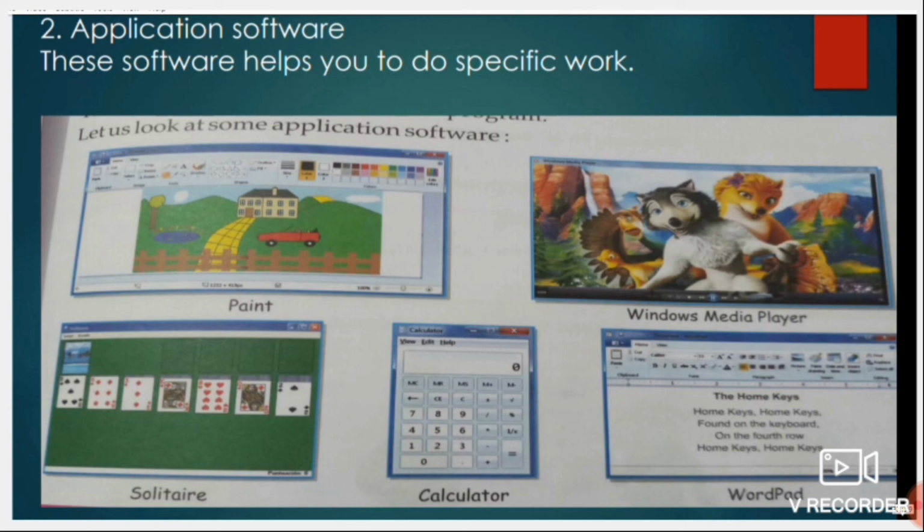Second is Windows Media Player. This software is application software and it is designed for playing music and videos. Solitaire. This application software is designed for playing cards. Calculator. This software is designed for calculation purpose as we do on the calculator. WordPad. This WordPad is used to write some prayers, some information on it.